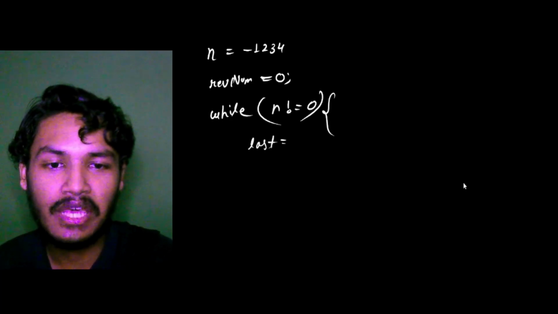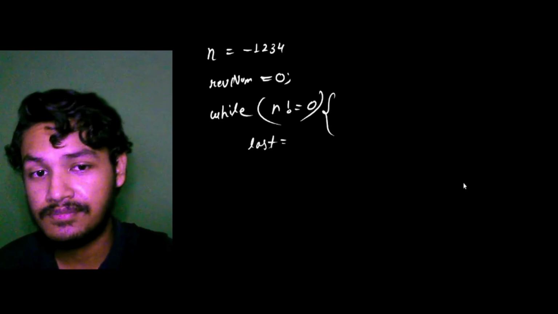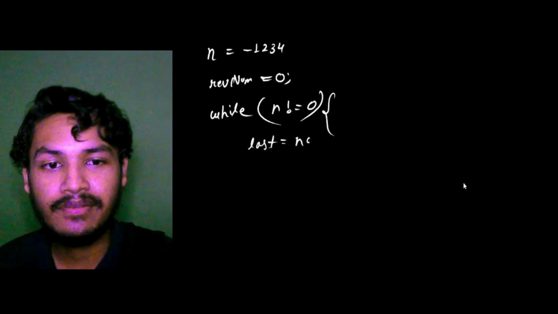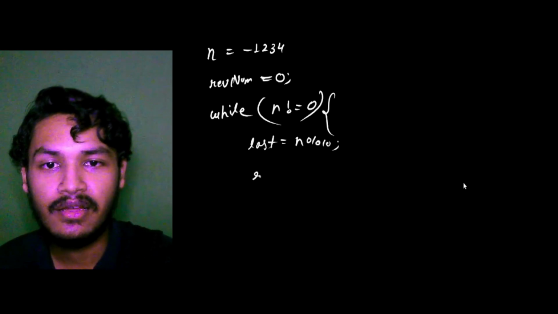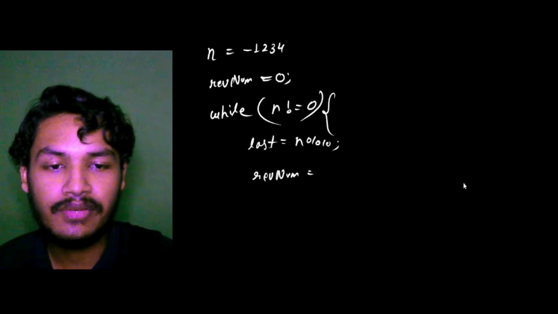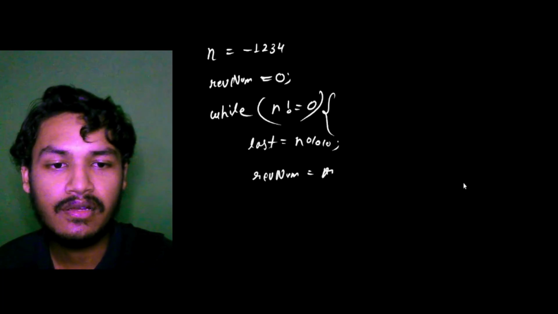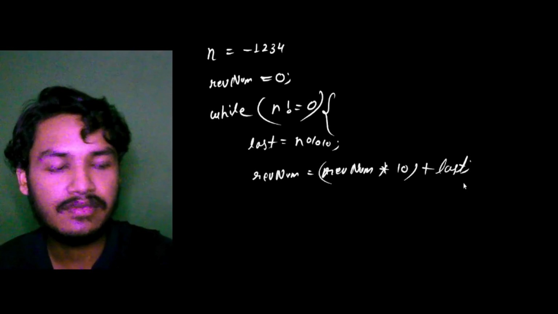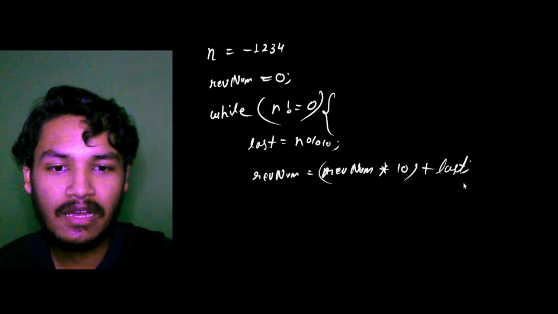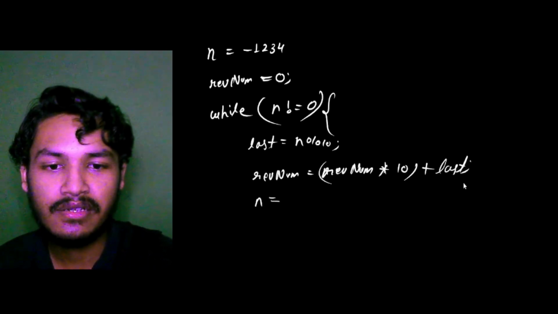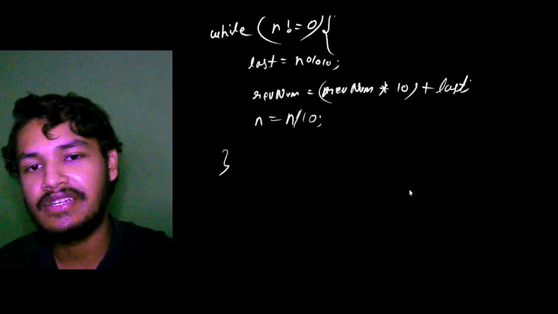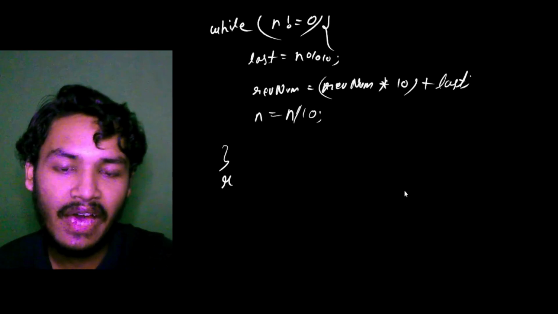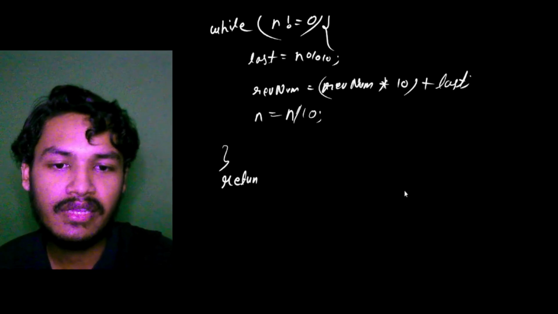Last equals n modulus 10. Reverse number will be reverse number into 10 plus what? The last digit, and then we will divide this number by 10, and here our iteration will be complete, and then we can return the reverse number.